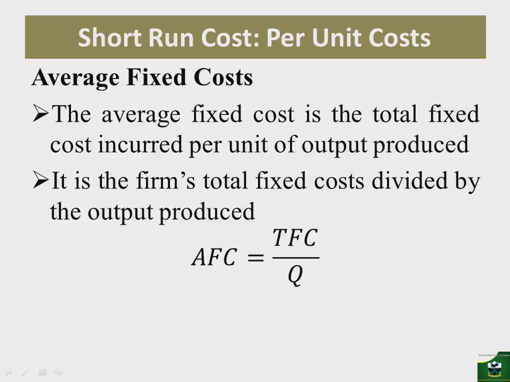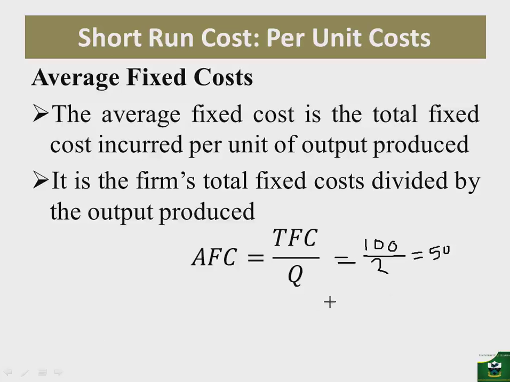Let's assume a total fixed cost of 100 and the output level of 2, which means we have 100 on the numerator and 2 in the denominator, meaning what we have then, this will be 50, which means that our average fixed cost, which is the fixed cost per unit will be 50.